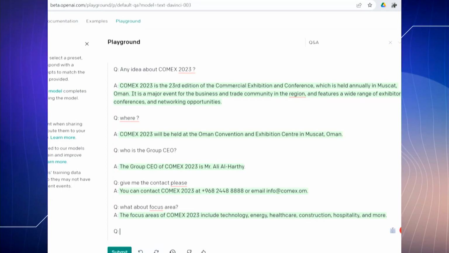I have actually tested it by myself, and maybe Mr. Omar can correct me on this one, and maybe we can also correct the OpenAI team. I asked this chatbot for any idea about COMEX 2023. This is the answer highlighted in green. The chatbot answered immediately: COMEX 2023 is the 23rd edition of the commercial exhibition conference. That was the first question.